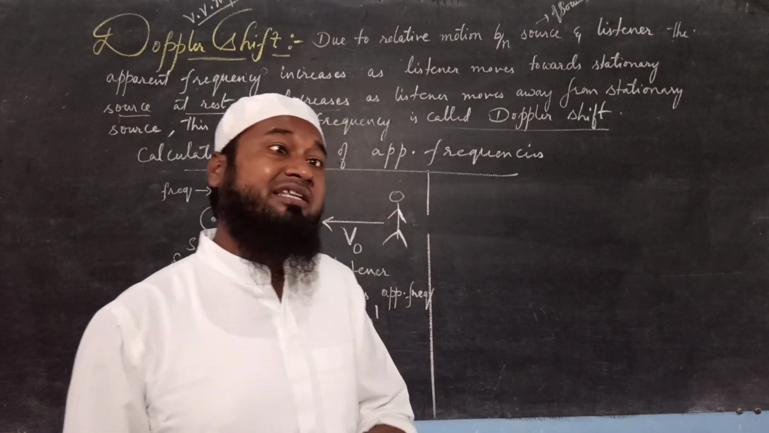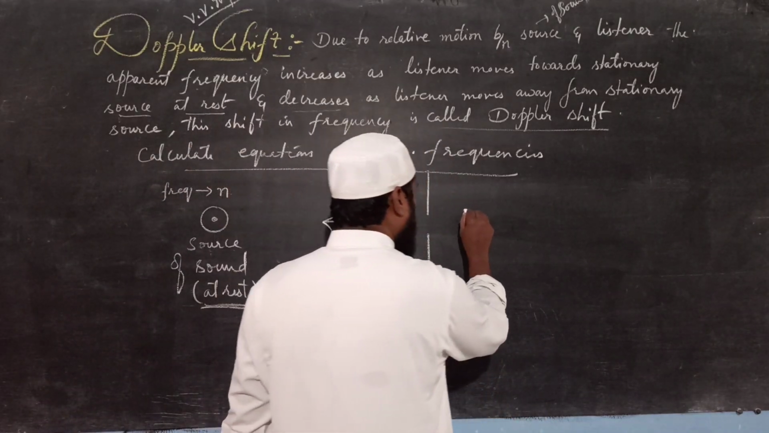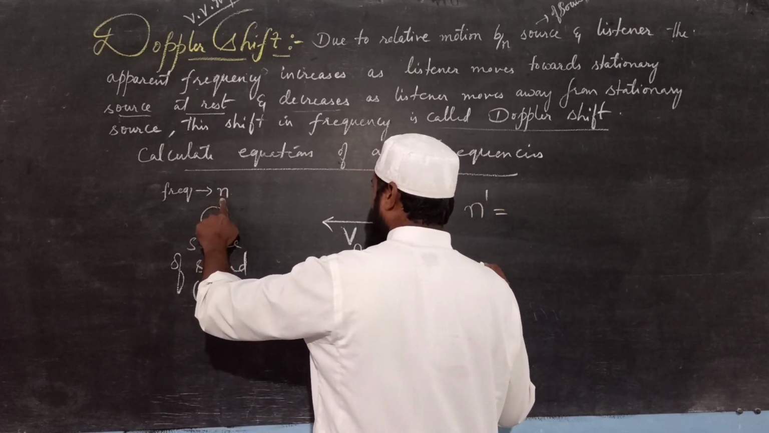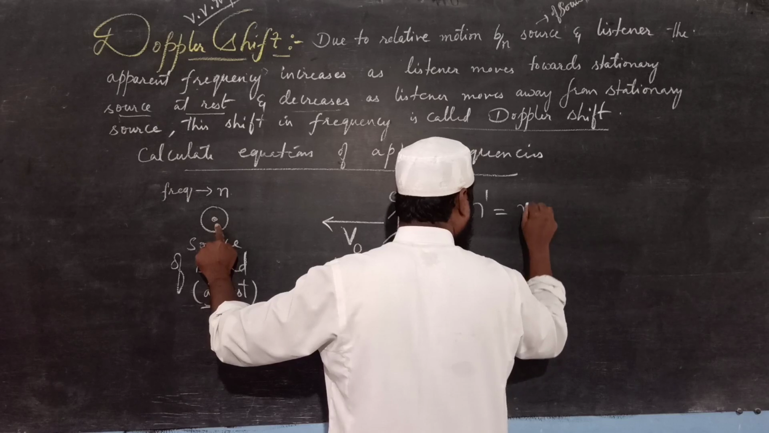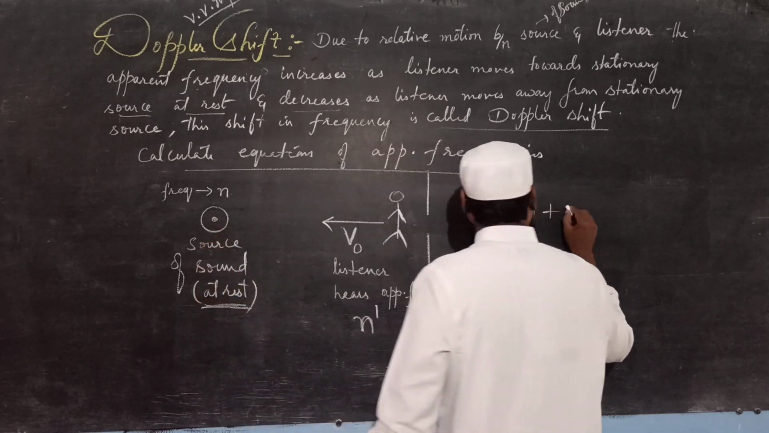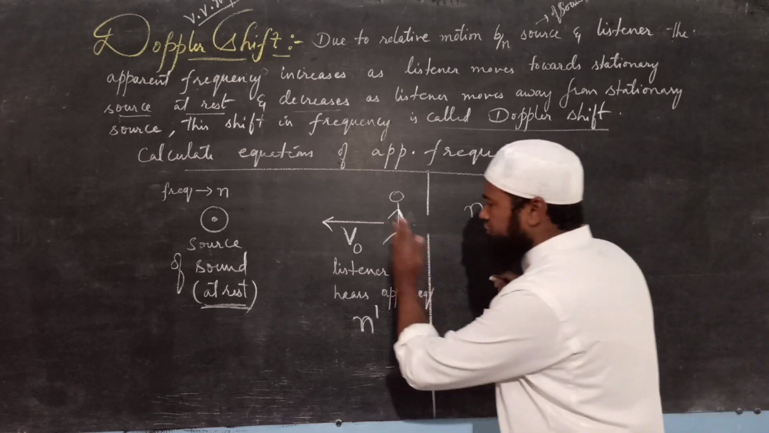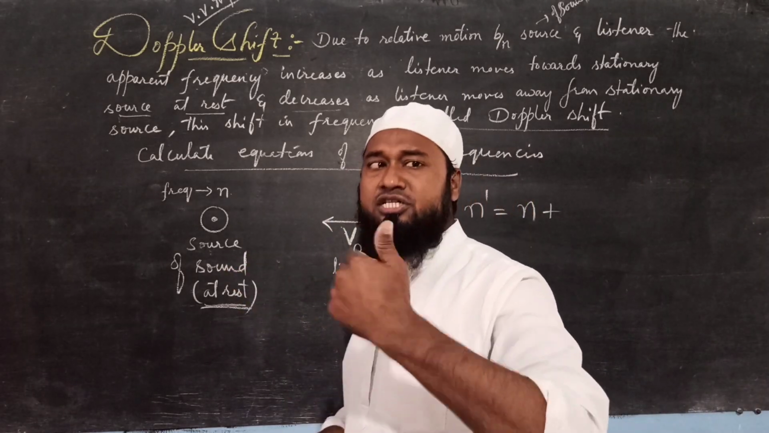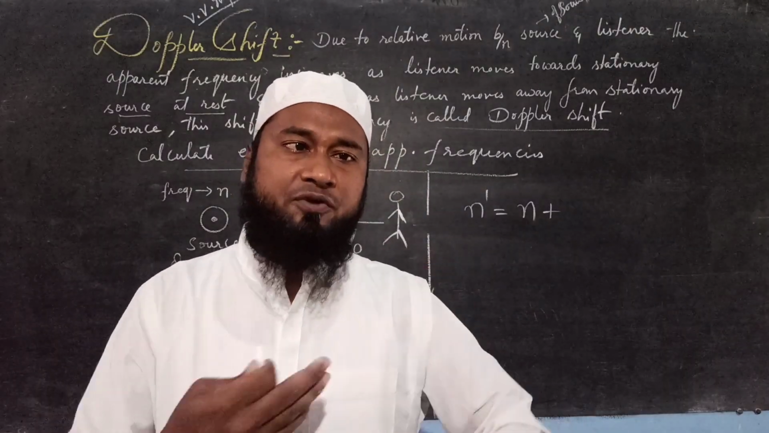Now how can we create the equation for this N dash? Here I am writing N dash is equal to the original frequency of sound, let it be N, plus the frequency added in each step. In each distance that the observer comes, he will hear more frequency.